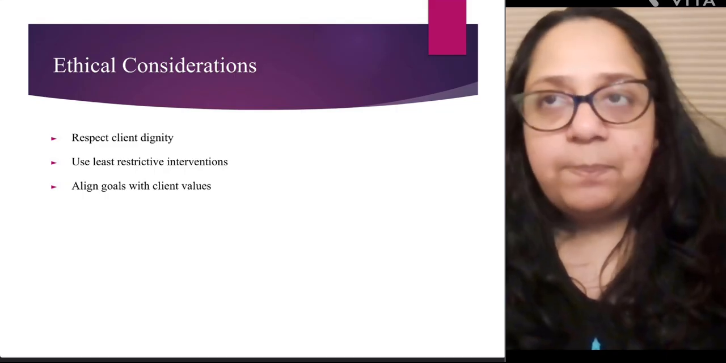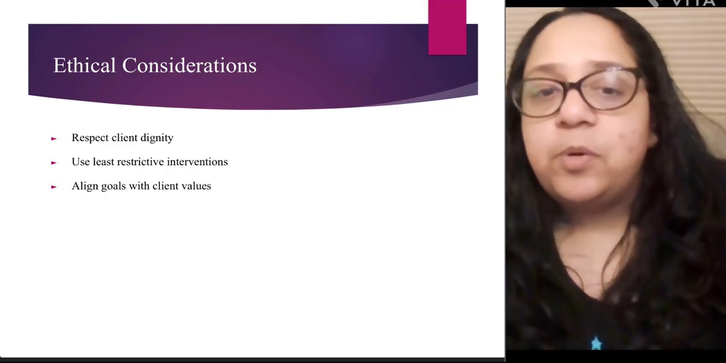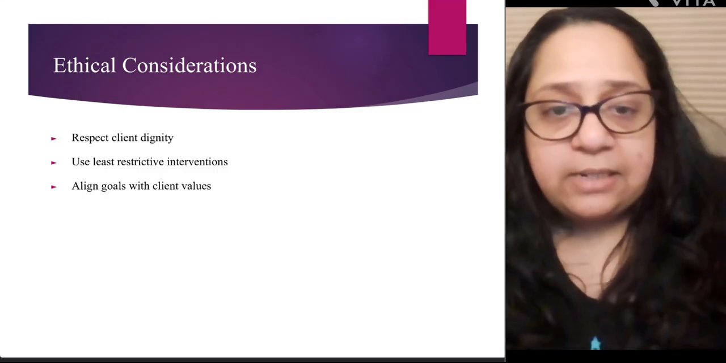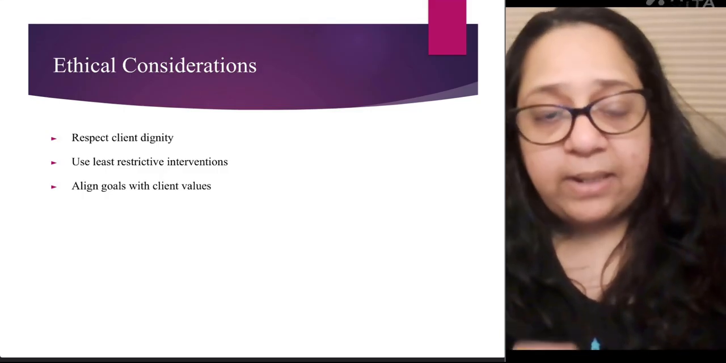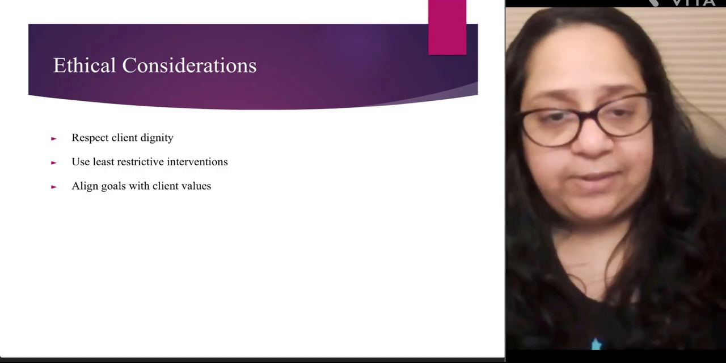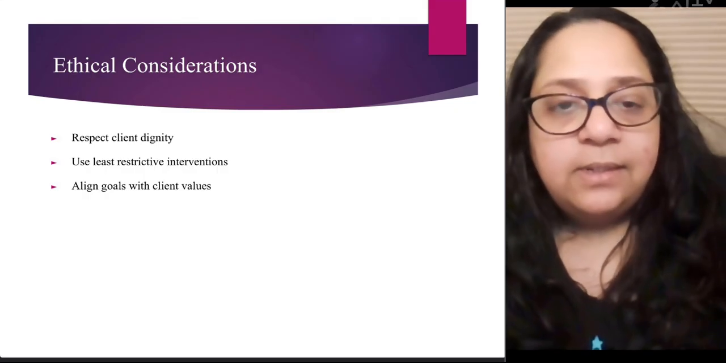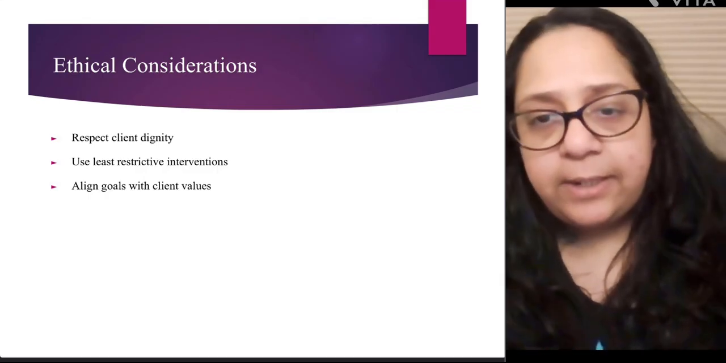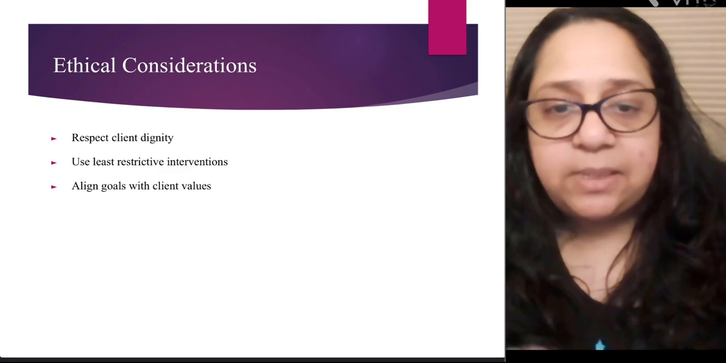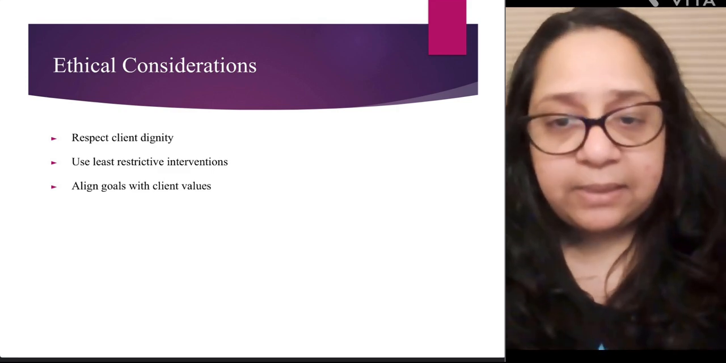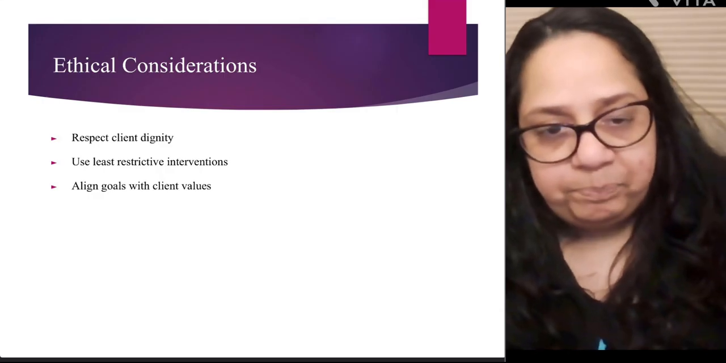So, ethical practice means selecting appropriate target behaviors, avoiding unnecessary control, respecting autonomy and preferences, and monitoring for unintended effects. So, measurement, operational definitions, and social validity all support ethical decision making by ensuring transparency, accountability, and respect.